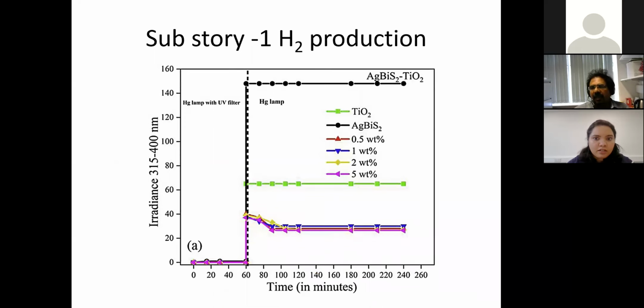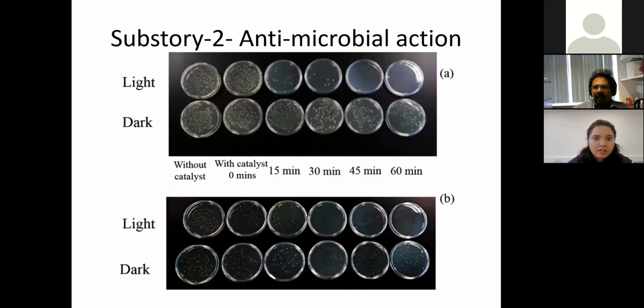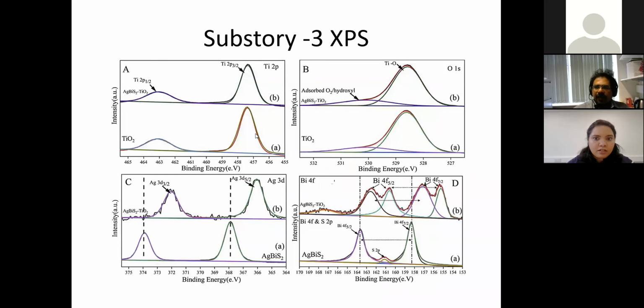She also studied hydrogen production, to show that this catalyst can be used for other applications and also antimicrobial applications. The same catalyst can be used for antimicrobial applications. And also, she did a lot of characterization, for example, XPS, FTIR, Raman spectroscopy, HRTEM, and SEM. So these are the characterization she did, and she explained it very well.